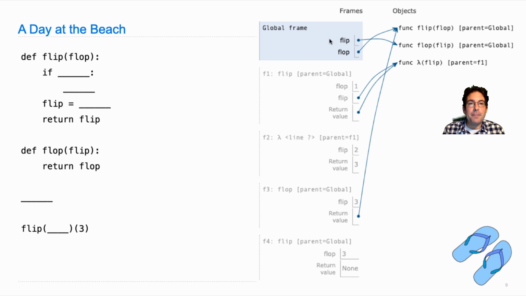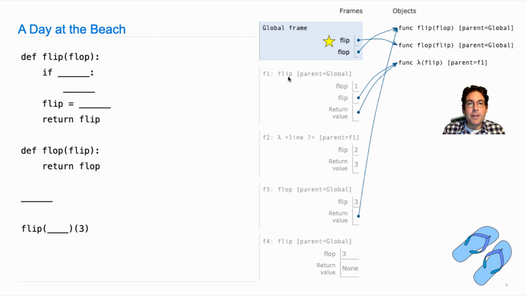In the global frame, we have flip and flop, which are bound to the functions flip and flop. Oh, something's funny here. Flip is bound to flop and flop is bound to flip. Mark that. Some line of code is going to have to make that happen.